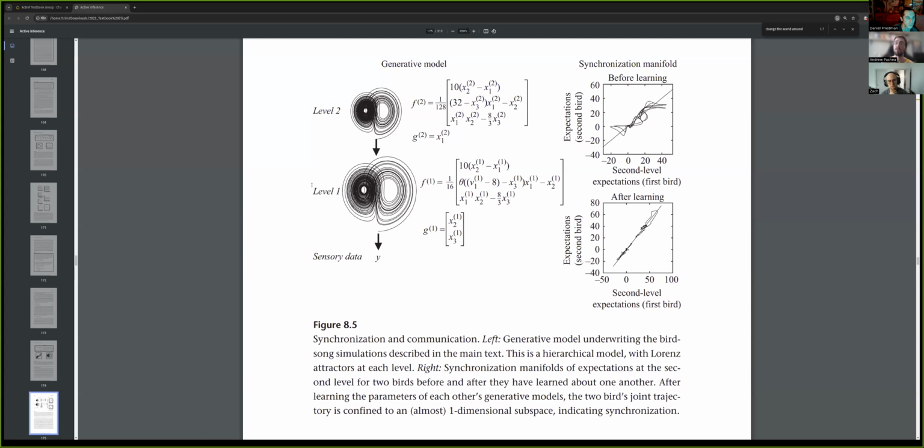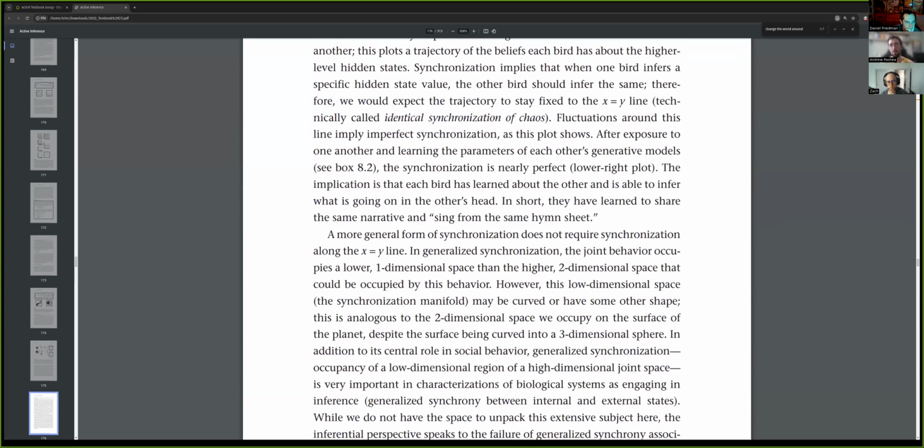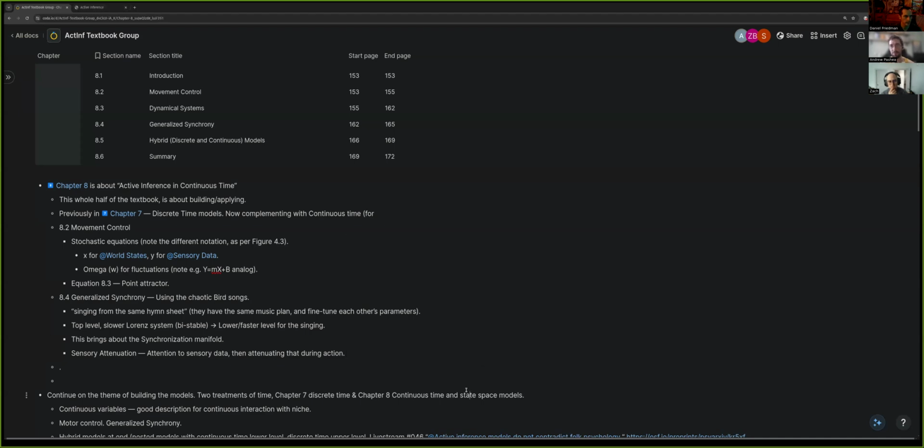So generalized synchrony can be applied to a range of diverse phenomena, from synchronization between internal and external states, such as the agent and its environment, to communication, social behavior in multi-agent settings, like the songbird example, where agents' internal states start to sort of mirror those of each other. And then section 8.5 concludes with discussing hybrid models, which very well could have deserved its own chapter.